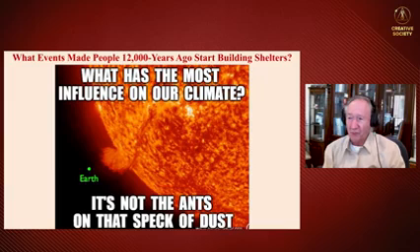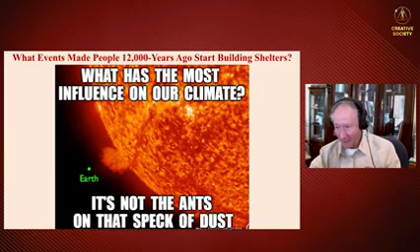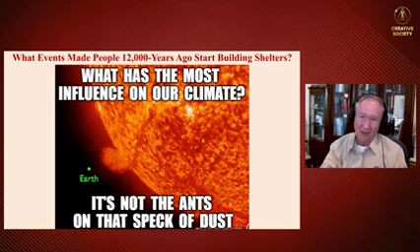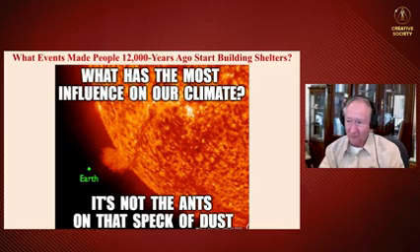And you're going to learn a lot of what's really causing the climate change. What has the most influence on our climate? Now, that little green thing there, that spot there, that's our Earth. That's in size of proportion to the sun. And do you think the ants on that speck of dust has an influence on global warming? No, it's the sun.